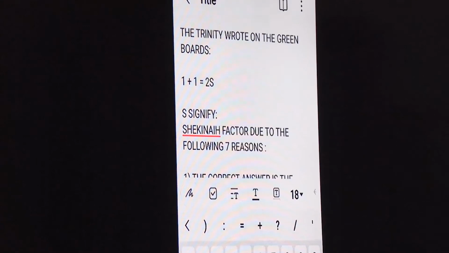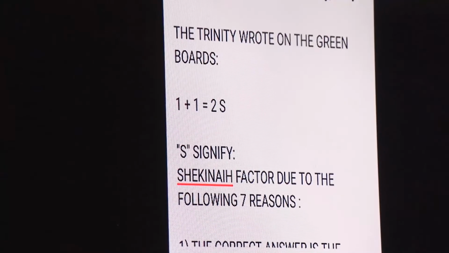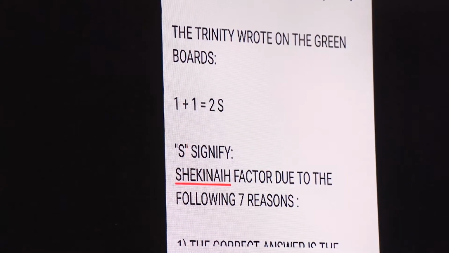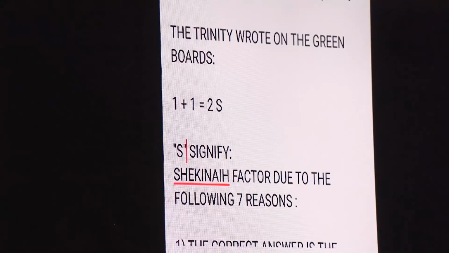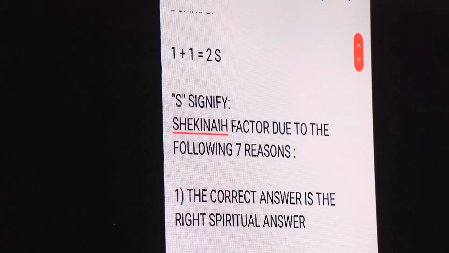Let's decode Melissa's mathematics lesson. Okay, the Trinity wrote on the green board: 1 plus 1 equals 2s. The S signifies the Shekinah factor, due to the following 7 reasons. Shekinah factor, right? Okay, due to the 7 reasons. I haven't managed to type out everything yet. Okay, the reason number 1.